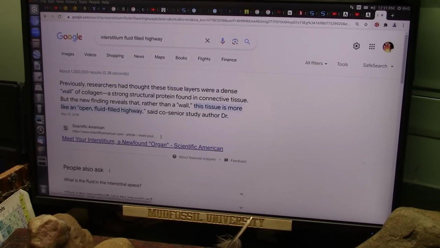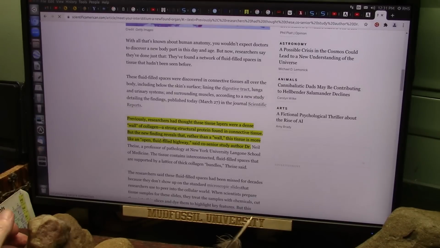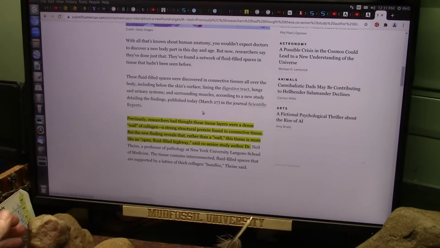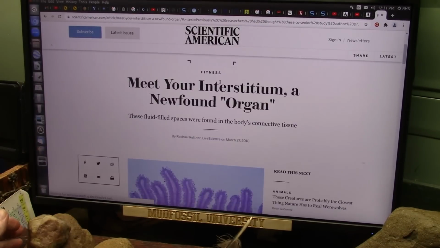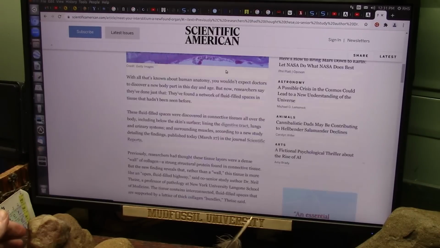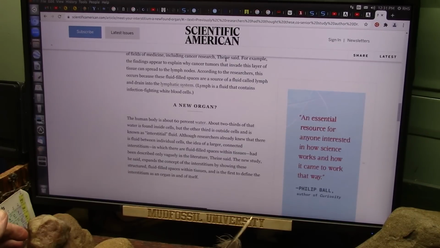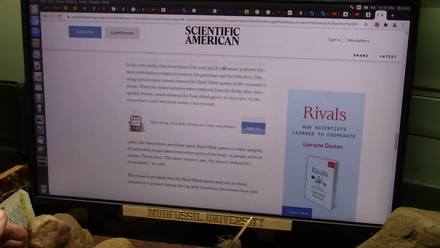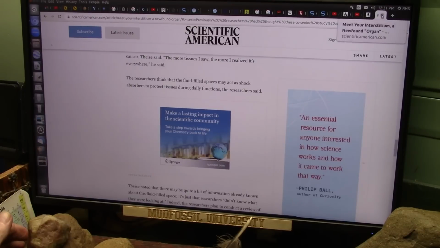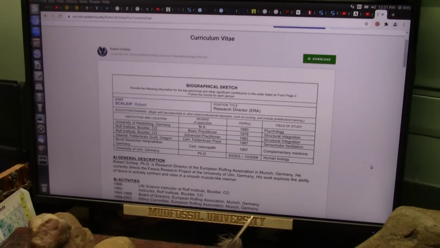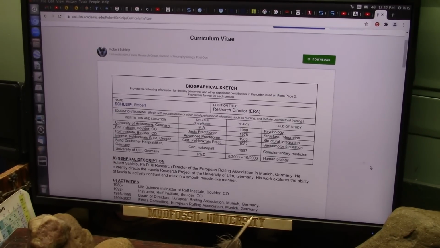And here's what it looks like right here. All right, and anyway, this fluid-filled highway, but here's what it looks like. Oh, that's not it. That's a terrible picture. Oh, never mind. All right, here's another guy I want to point out.